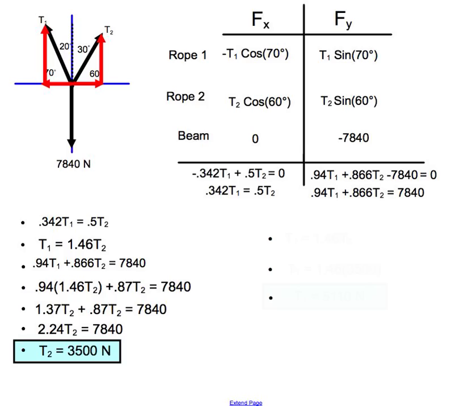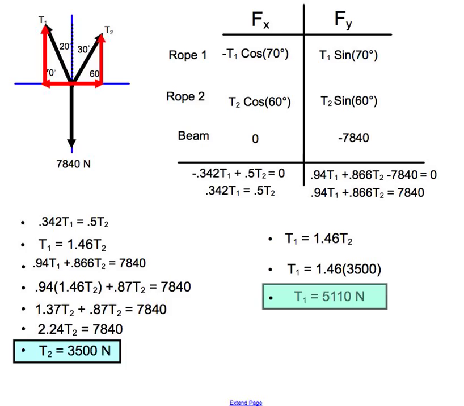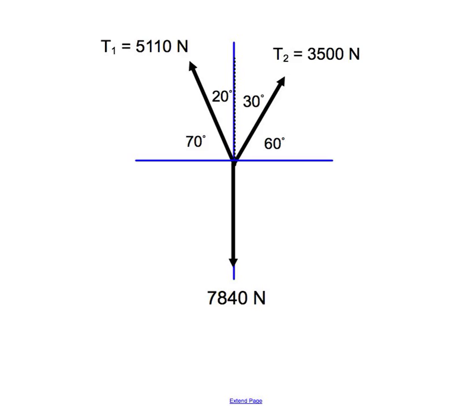Now if I know T2, I can calculate T1, because T1 was equal to 1.46 times T2. So I will plug 3,500 in for that. So T1 equals 1.46 times 3,500. Multiply those out, and T1 equals 5,110 newtons. So the tension in rope 1 is 5,110 newtons. The tension in rope 2 is 3,500 newtons. And they'll support the beam.